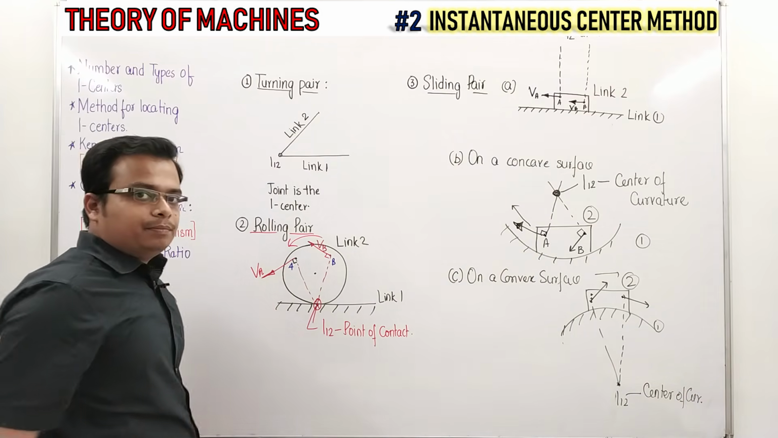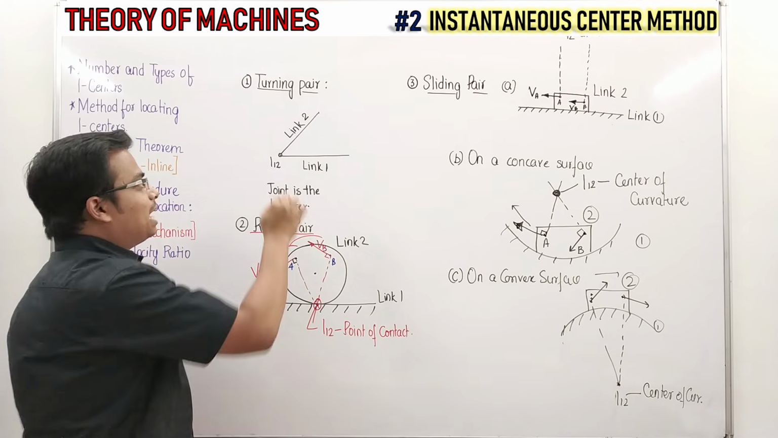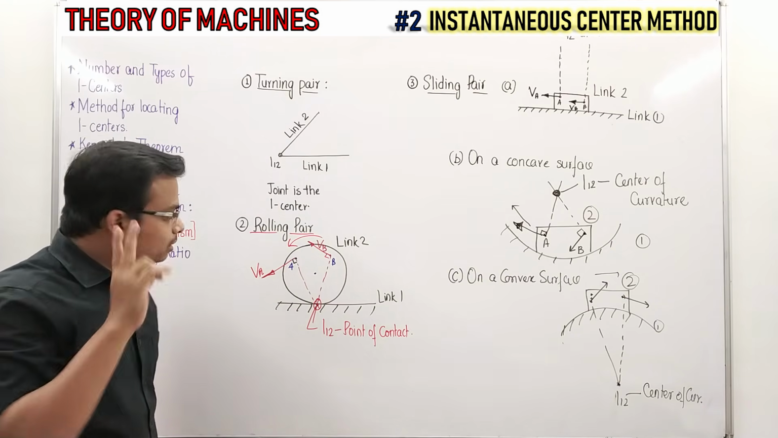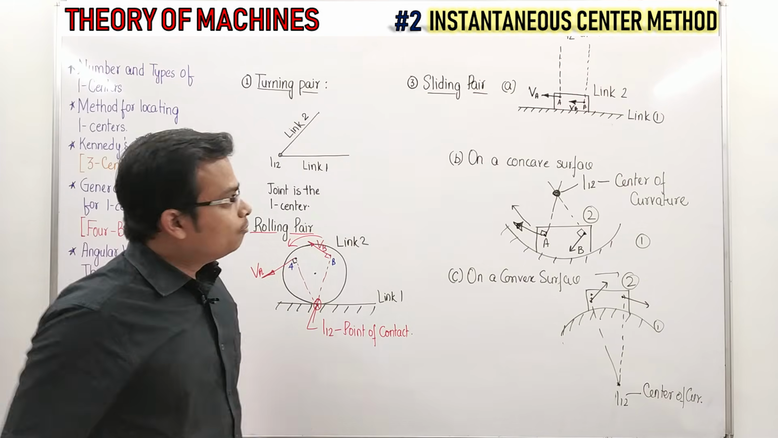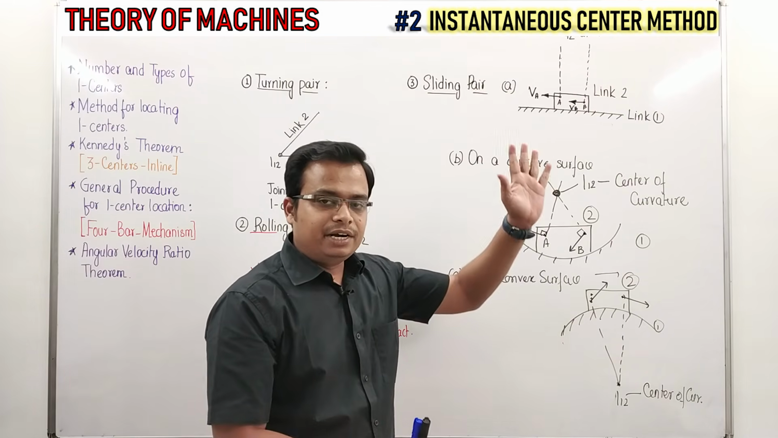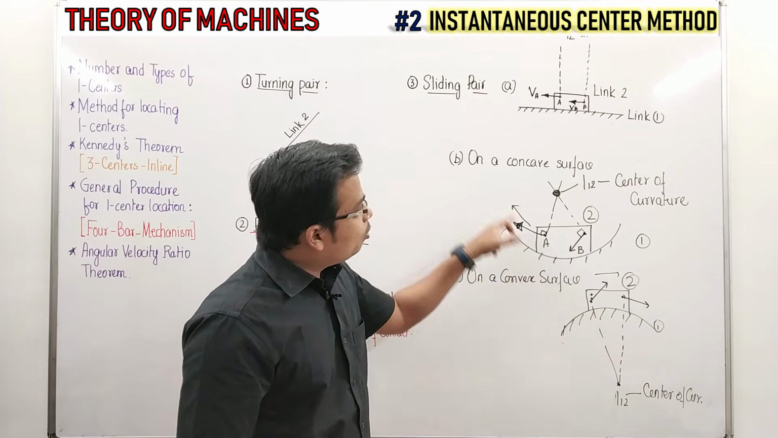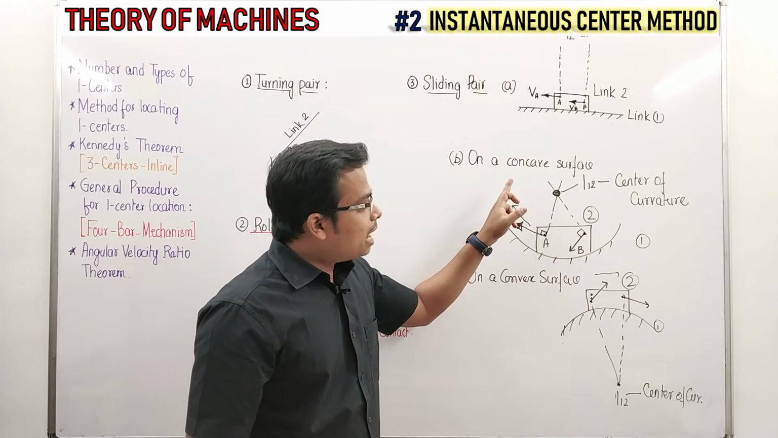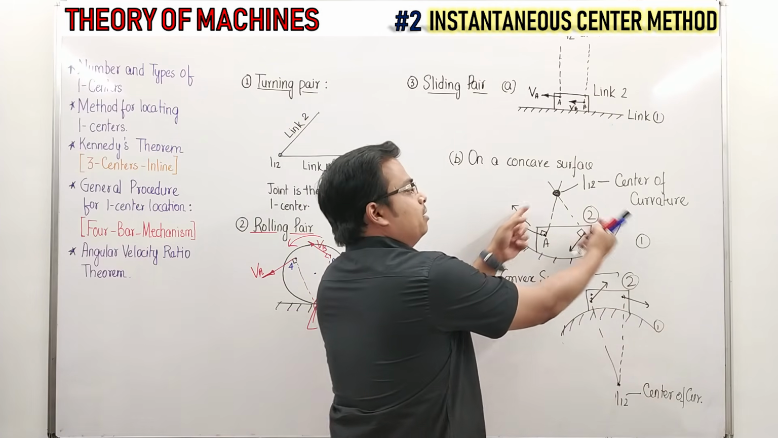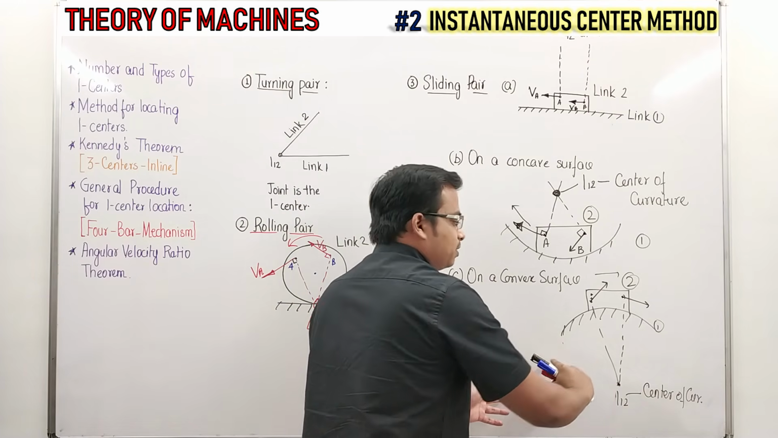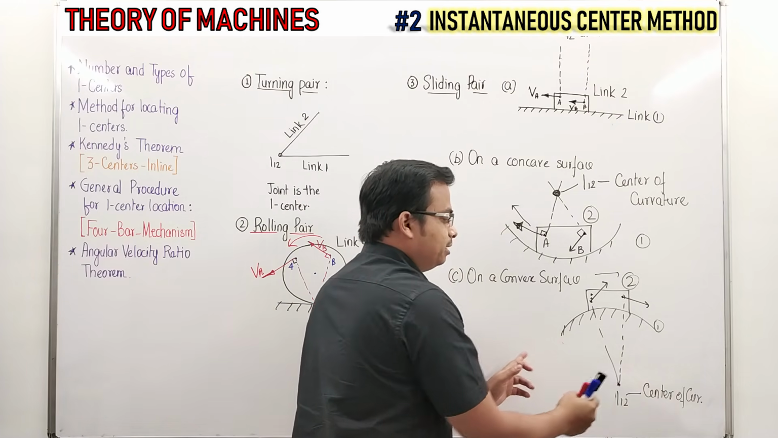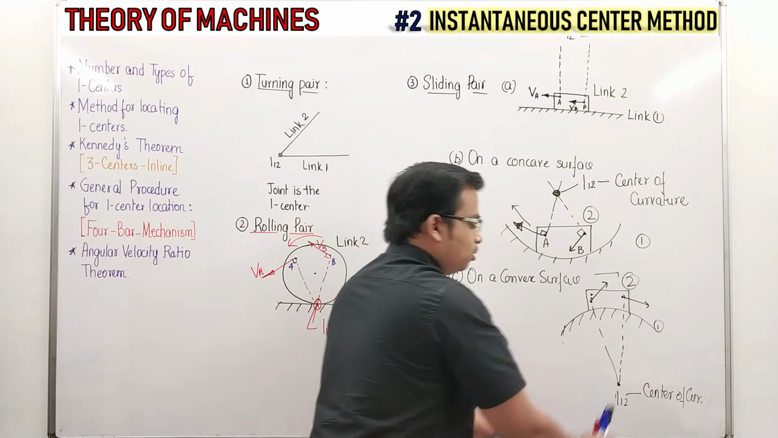For a turning pair, the eye center is at the joint. Remember this. Second, for a rolling pair, the eye center is at the point of contact. For a sliding pair, the eye center is at infinity. For a sliding pair on a concave surface, the eye center is at the center of curvature. For a sliding pair on a convex surface, again here also the eye center is at the center of curvature.